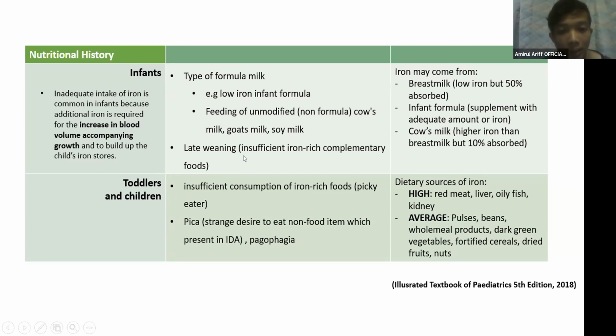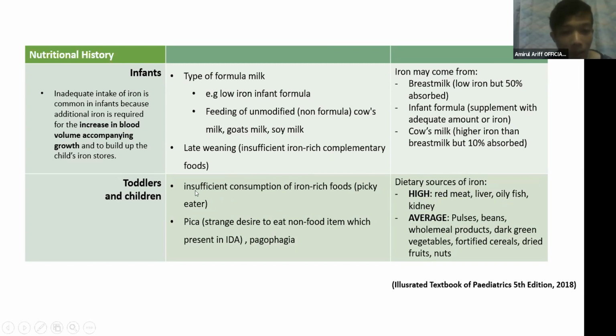Late weaning as well can cause insufficiency of iron-rich complementary food, because in an older child, the child needs to have other dietary sources of iron, like red meat, which is a high source of iron.